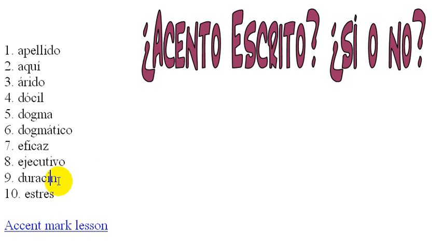Duración will have an accent mark over the O because the stress is over the last syllable and it ends in a vowel, N, or S. And 10, estrés will have an accent mark over the E because it ends in a vowel, N, or S and the stress is on that last syllable.